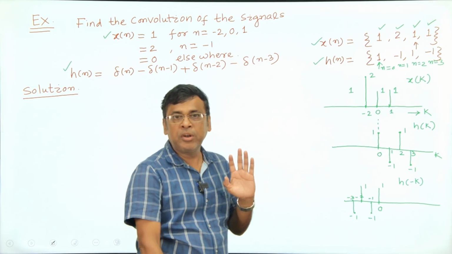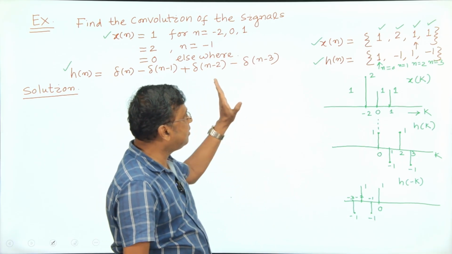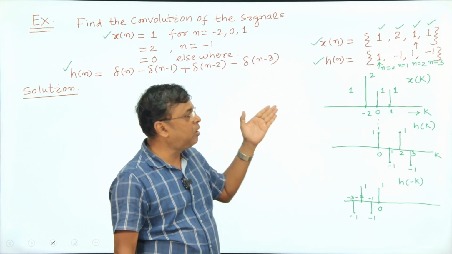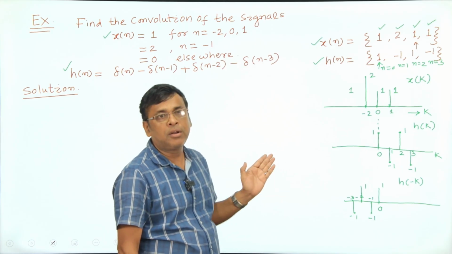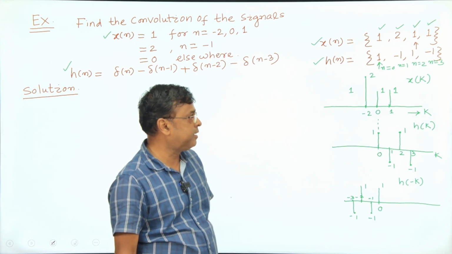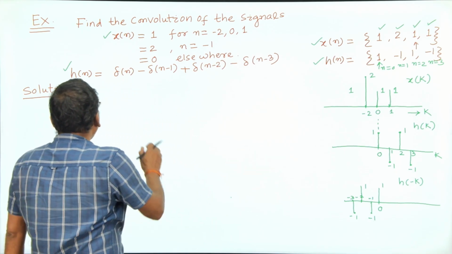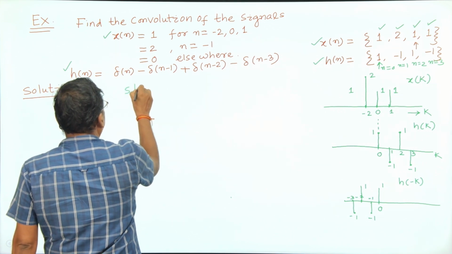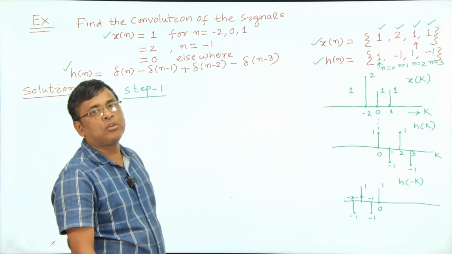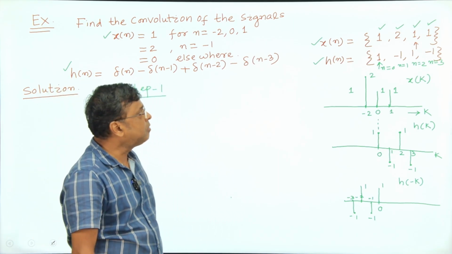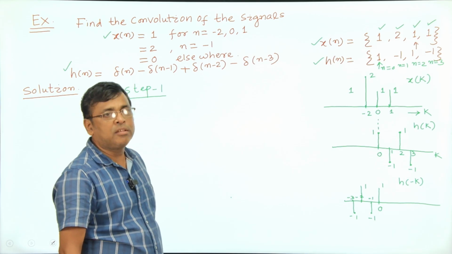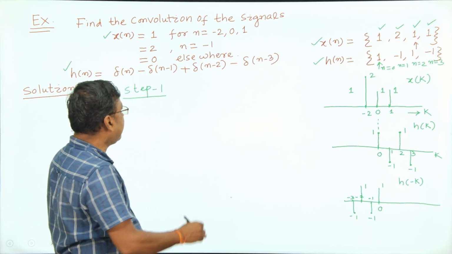First of all, you clearly know the sequence representation of x of n and h of n. Then we will proceed in our usual procedure: folding, shifting, multiplying, etc. In solution step 1, when we are going to find the convolution of x of n and h of n, first of all you have to see what the starting point of x of n is and what the starting point of h of n is.